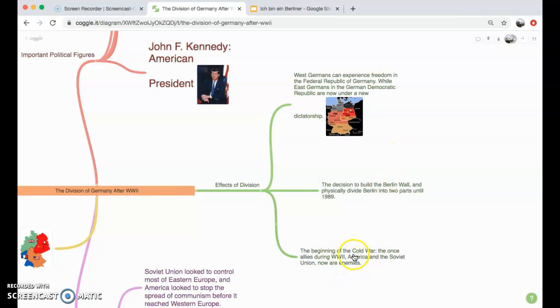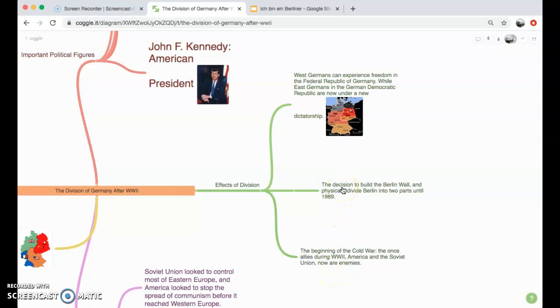And as a refresher, the Cold War is this war where guns are not necessarily being shot or battles being fought on battlegrounds. It's more of a political war where it's East versus West. So basically the Soviets versus America and their allies. So this ends the alliance that America and the Soviet Union shared during World War II, and they become enemies.